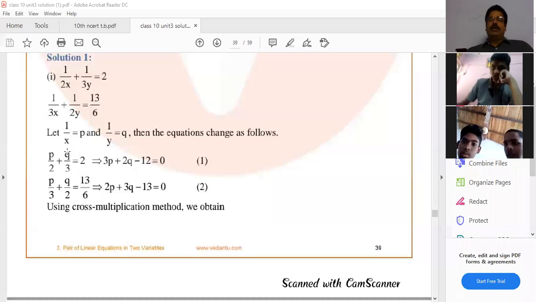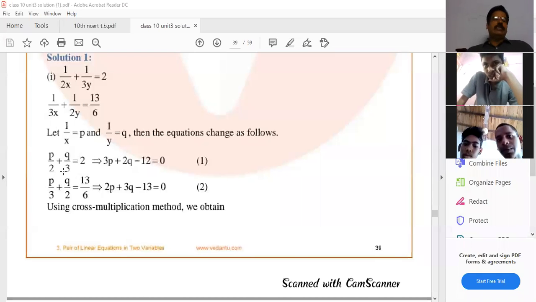Then you can take the LCM. LCM of 2, 3 is 6. 6 in 3 is 2 times, so 3p, and 6 in 3 is 2 times, so 2q, equal to 2 into 6. You transpose 6: 3p plus 2q equal to 12. Then the equation is 3p plus 2q minus 12 equal to 0. This is our equation in terms of p and q.